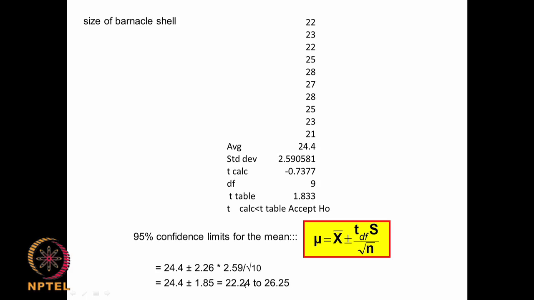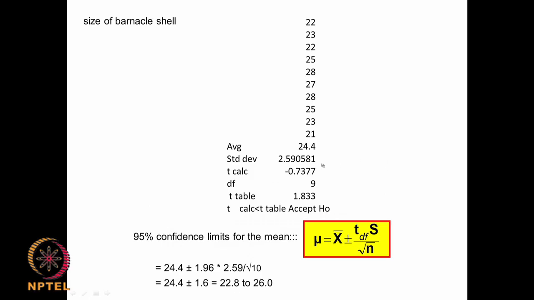So, the 95% confidence limit for this mean is 22.24 to 26.25. One important point you need to remember is that the T which you calculated here is for two tail, both the sides, because we are talking about plus or minus. That is why we get 2.26.